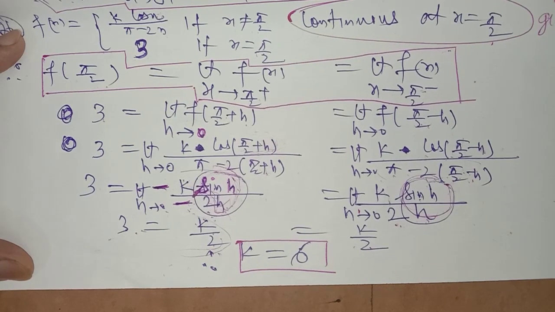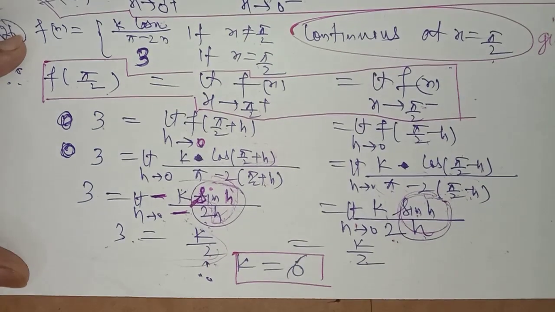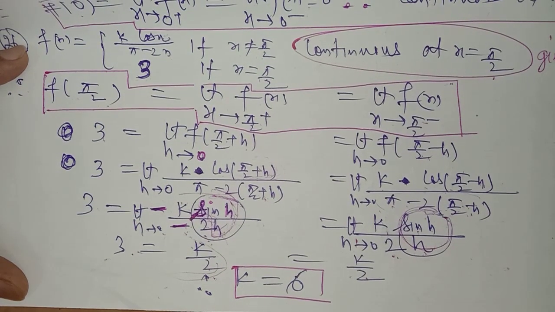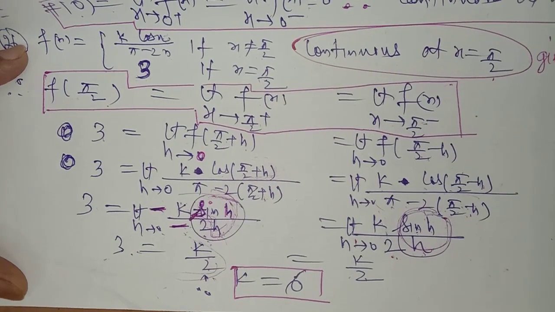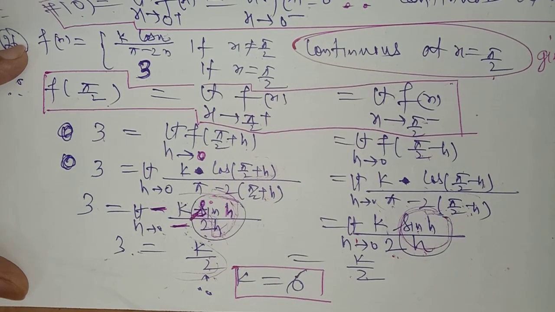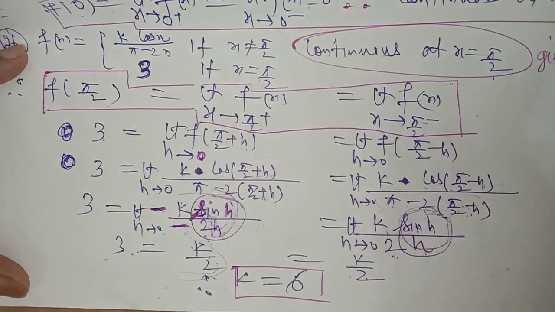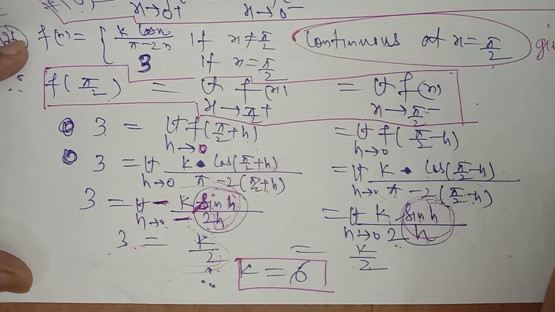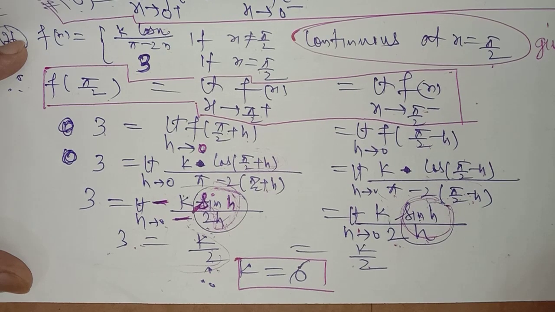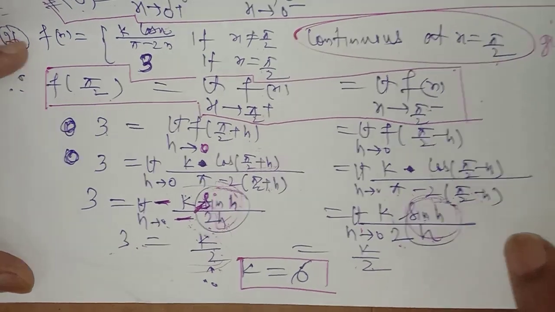So 3 is equal to k by 2, which means k is equal to 6. So it is somewhat easy question because it is given that this function is continuous at x is equal to pi by 2. Therefore we put the left hand limit, the right hand limit, and the value of the function at pi by 2 equal, and by doing so we are getting the value of k as 6.